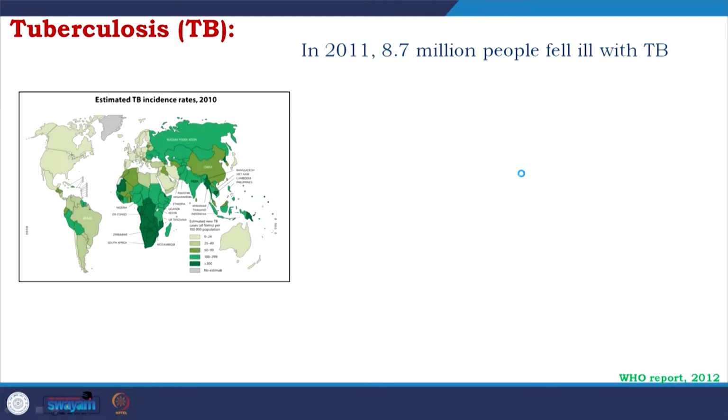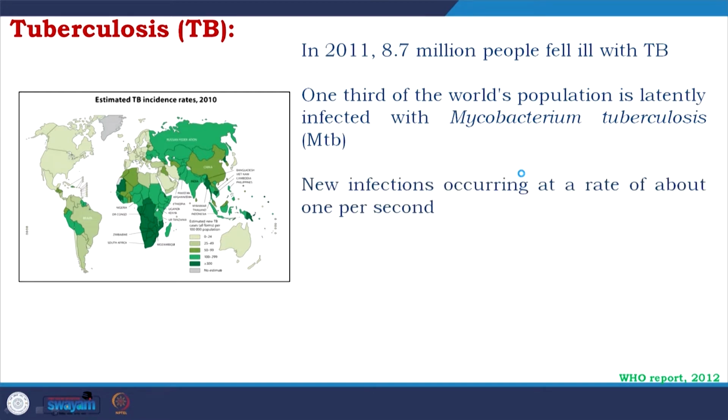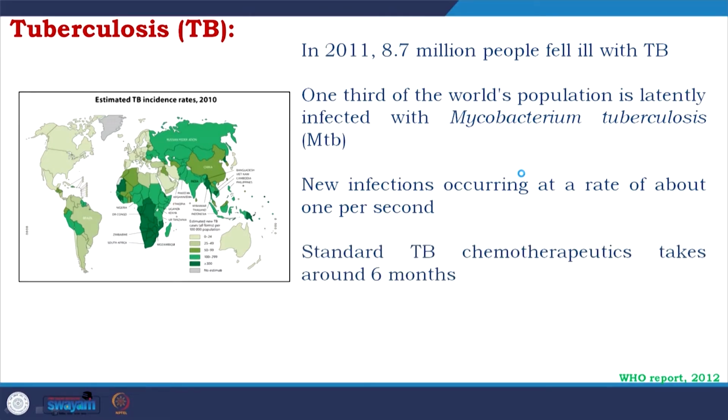In 2011, 8.7 million people fell ill with TB. One third of the world's population is latently infected with Mycobacterium tuberculosis. New infections occur at a rate of about 1 per second in the whole world. Standard TB chemotherapeutics takes around 6 months. So, if you are affected with TB, it takes 6 months to recover.